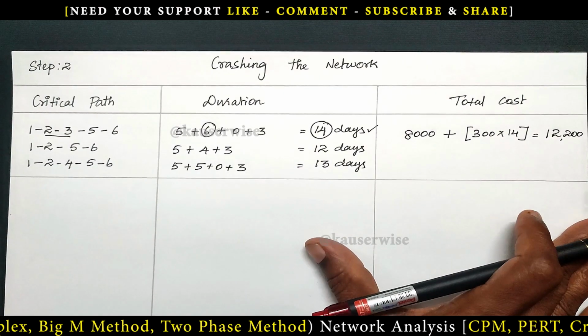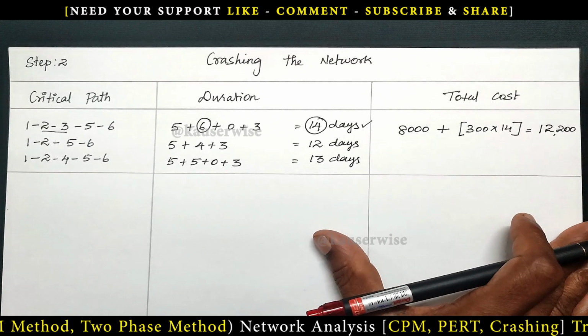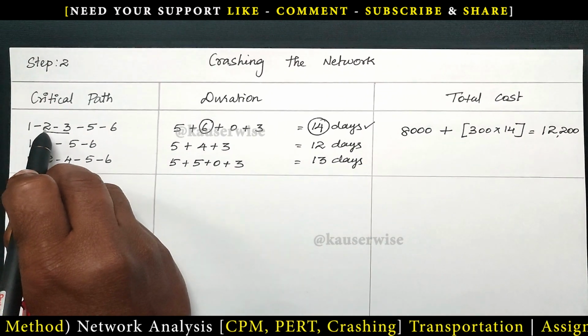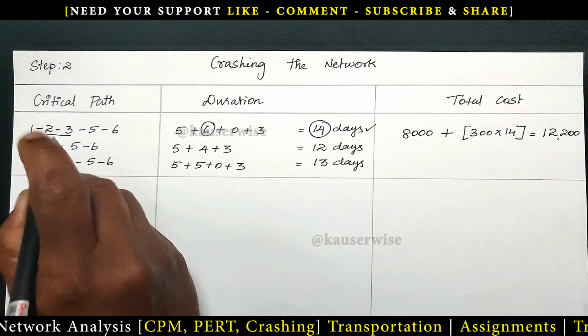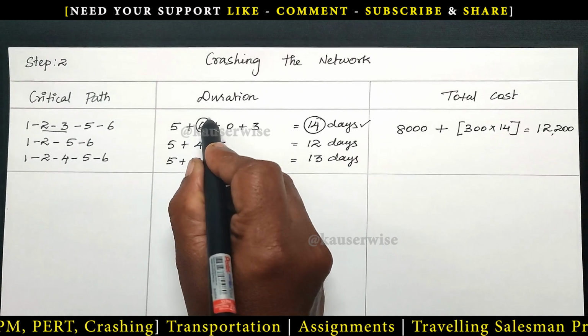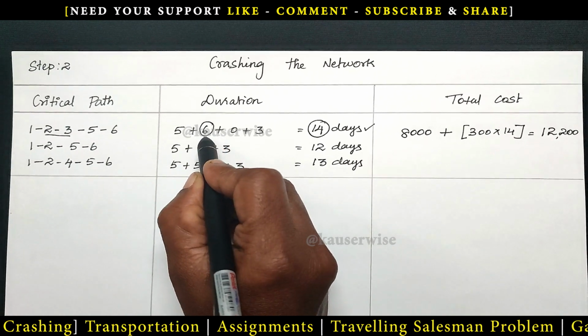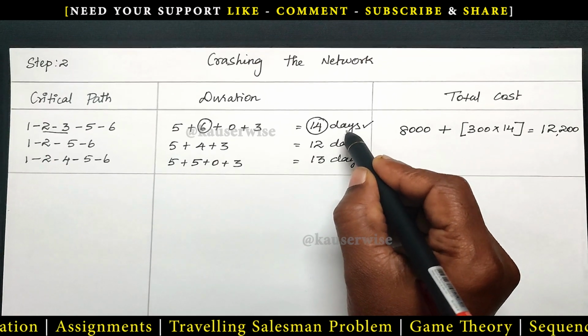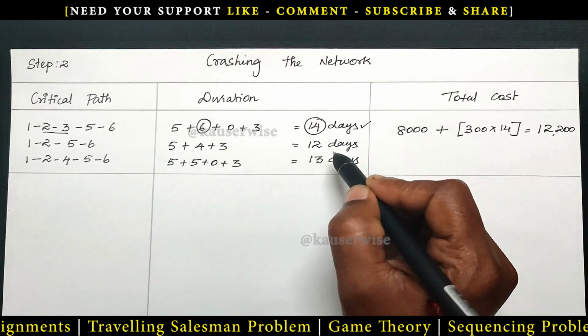Okay. See the step 2 table. According to the previous calculation, we have found that for activity 2 3, we are going to reduce 1 day. So what is the normal duration? 6 days. If we reduce 1 day, this will become 5 days. Then the total duration will be 13 days. Instead of 14, it will be 13 days.